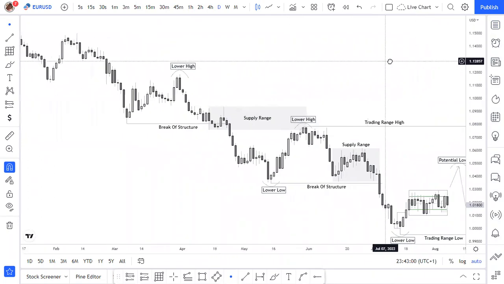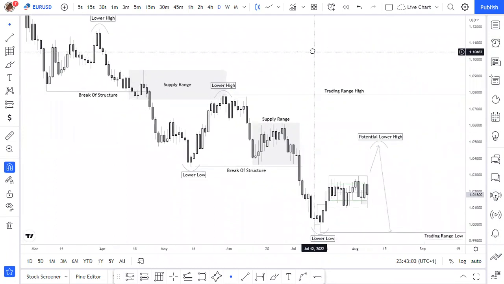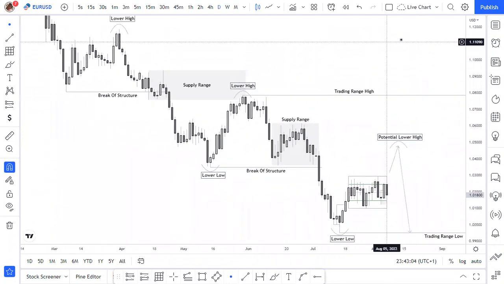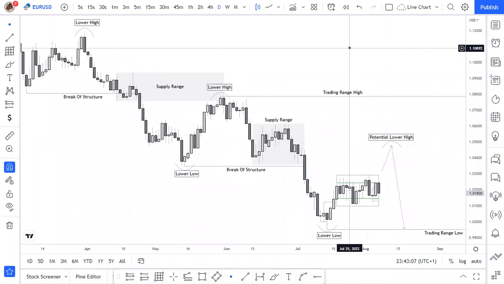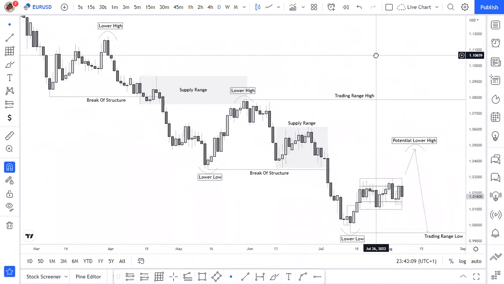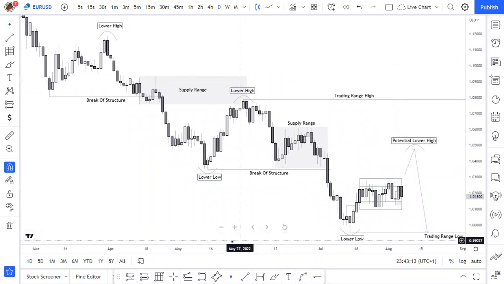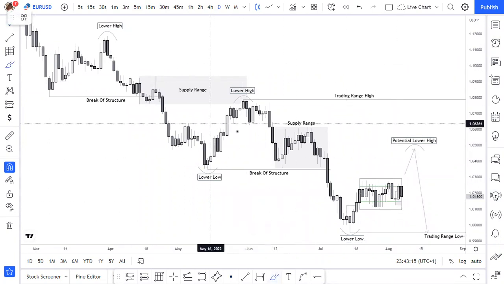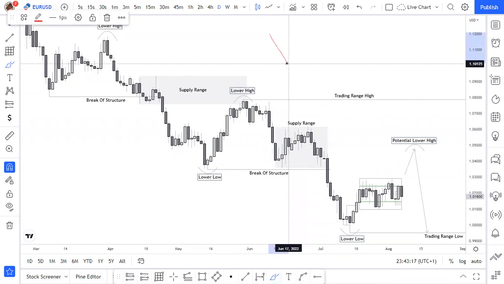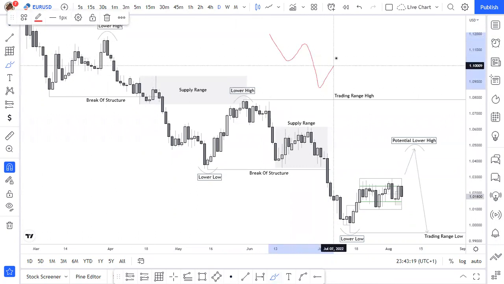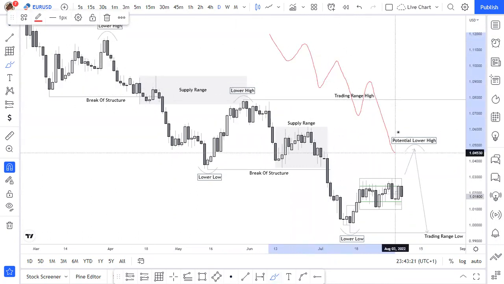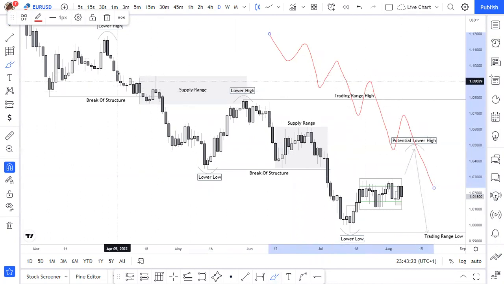So this is the outlook for Euro USD. The daily time frame on the Euro is still very bearish, and we know that when we are bearish, price will make lower lows and lower highs. We have some kind of bearish market structure, which is what we have.